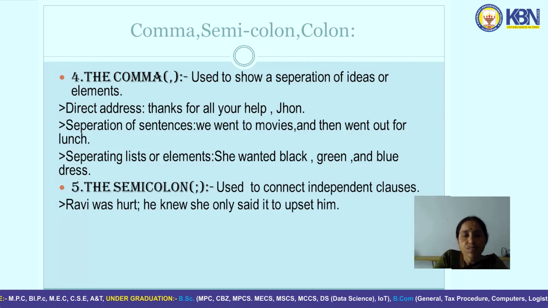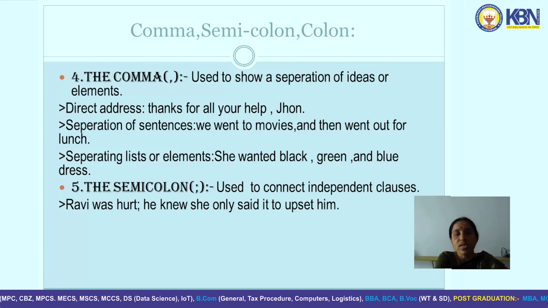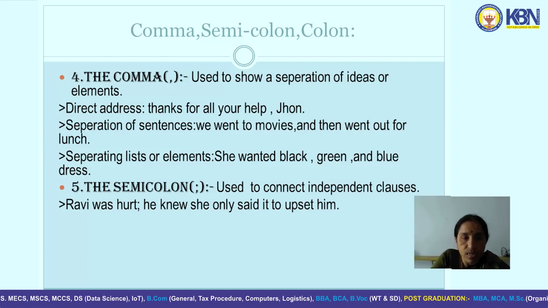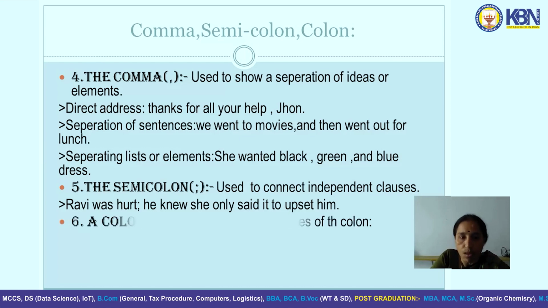Then you say, Ravi was hurt. This is a sentence. He knew she only said it to upset him. These are two independent clauses which are connected together with a semicolon. Semicolon means a dot and a comma.